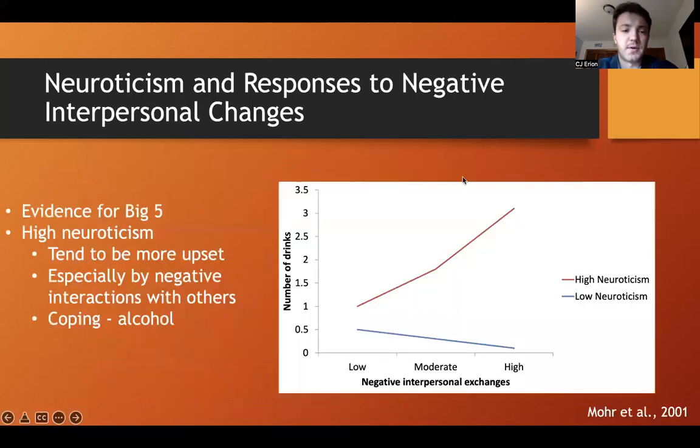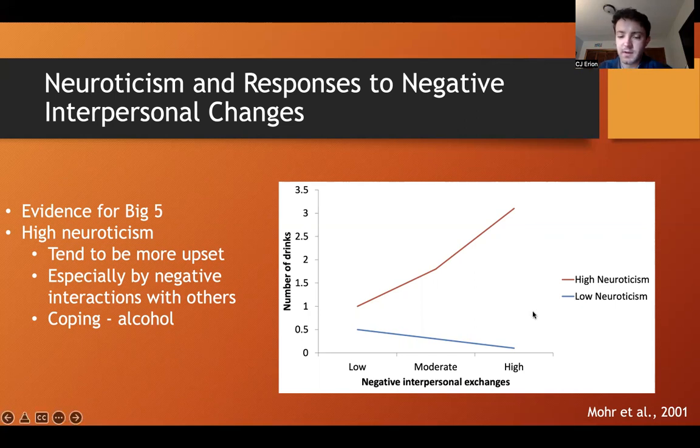So just want to go through quickly some evidence for the big 5 factors. The example here is with neuroticism, and so those who are classified as neurotic, or are high on that neurotic dimension, tend to get more upset, and especially tend to get more upset by negative interactions with others, and that leads to certain coping tendencies that we see here.